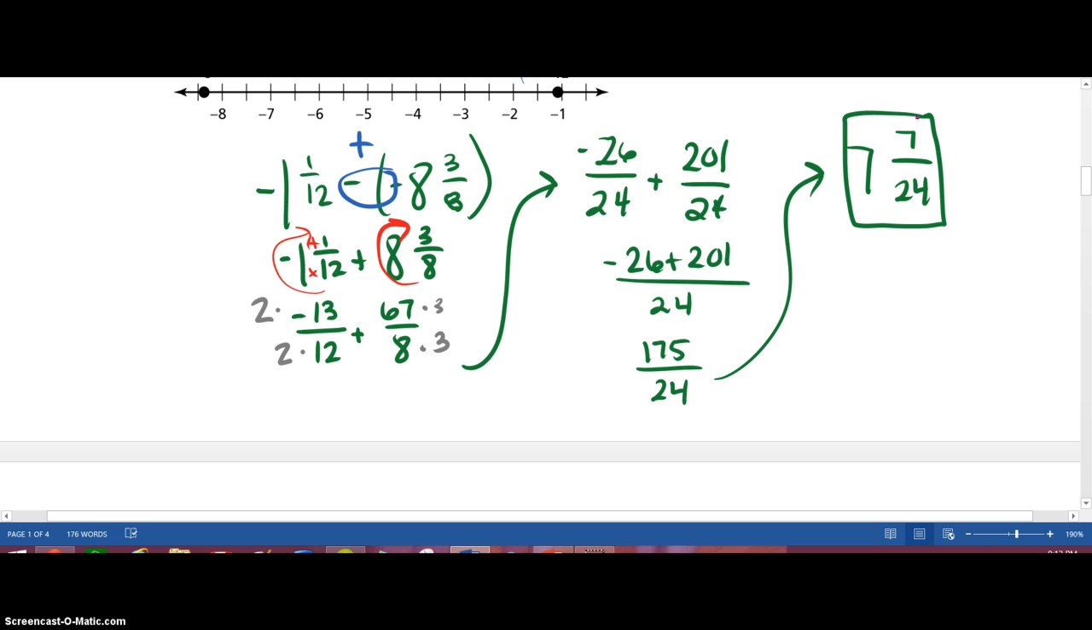Now remember, for those two, distance is always positive. So when we're finding the distance between two numbers, although it may be two negative numbers or a positive and a negative, our distance will never be negative.